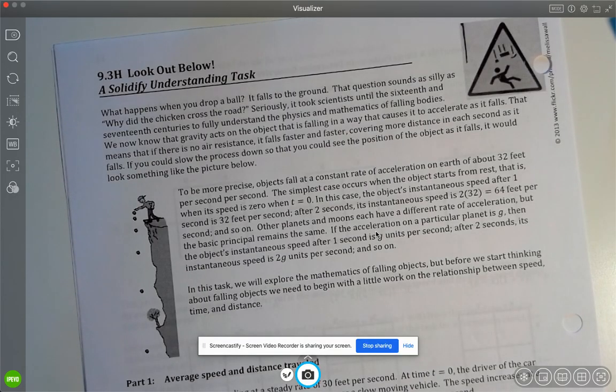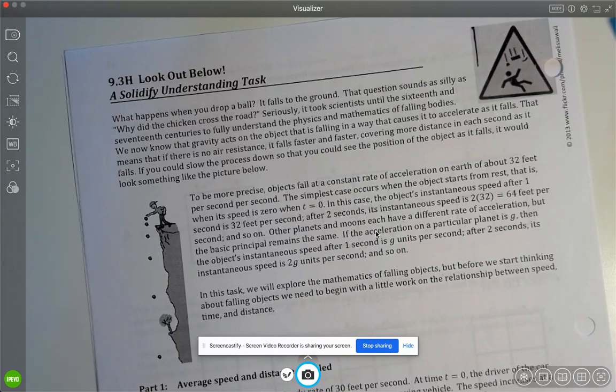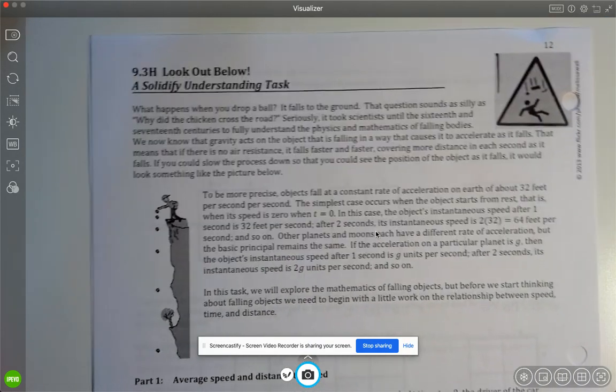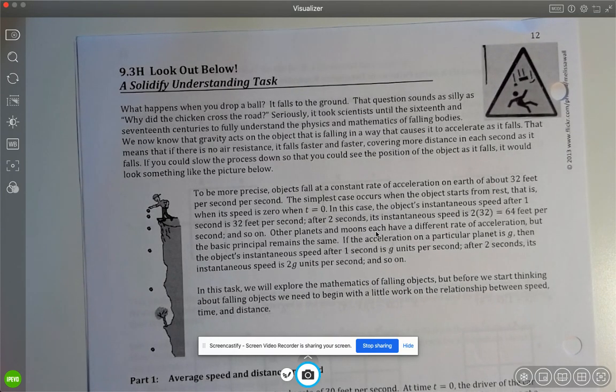All right, we're going to be working on Math 1 Honors 9.3 task. So we're going to be working with some quadratics again. So we'll start with this first problem. What happens when you drop a ball? It falls to the ground.